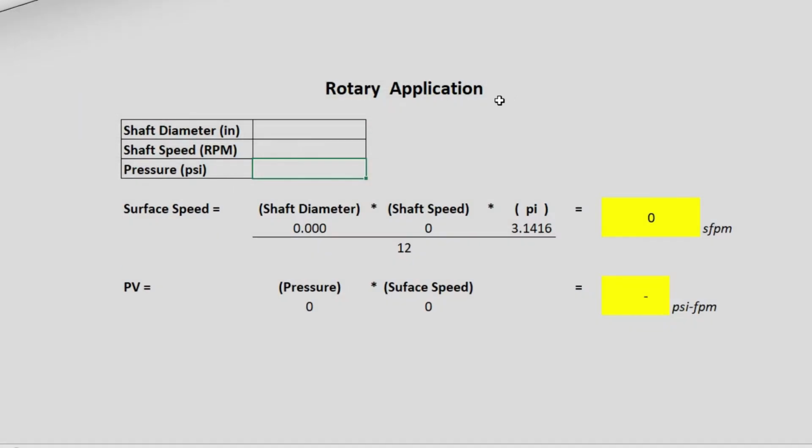First, we need to figure out how fast we are going. Take the shaft diameter and multiply that by the shaft speed, and then by pi. Divide that value by 12 to get our velocity in surface feet per minute. Finally, multiply that number by the pressure to get the PV. For an example, let's use 2.5 inches for a shaft diameter, 2,000 RPM and 50 PSI. That gets us a PV just over 65,000.